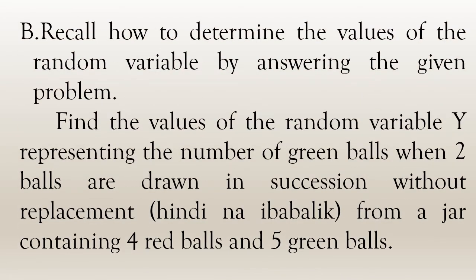Letter B. Recall natin how to determine the values of random variable by answering the given problem. Find the values of the random variable y, representing the number of green balls when 2 balls are drawn in succession without replacement. Ibig sabihin ng without replacement, hindi na natin ibabalik. So, pag kumuha tayo ng isa, hindi na natin siya ibabalik. And then, kukuha ulit tayo ng pangalawa. So, from a jar containing 4 red balls and 5 green balls.